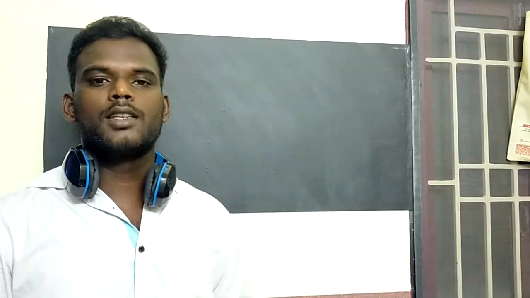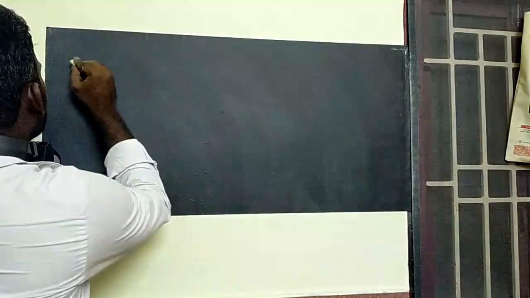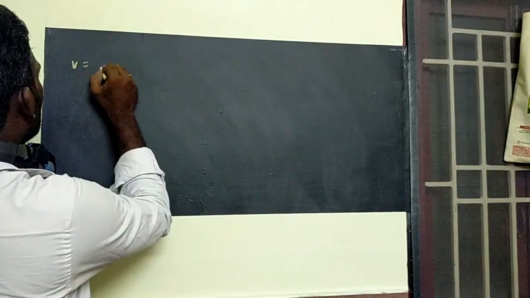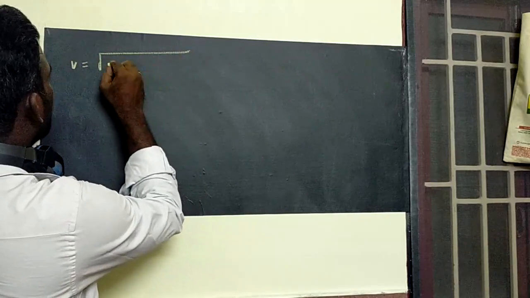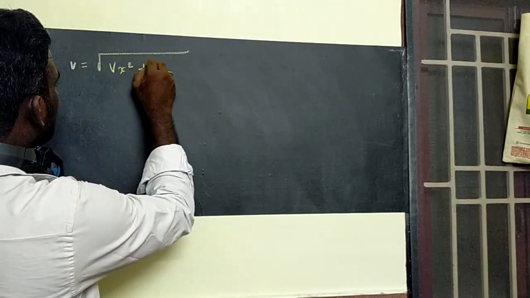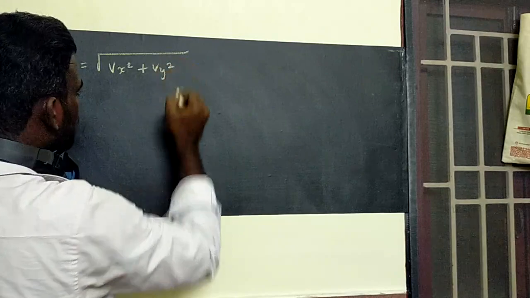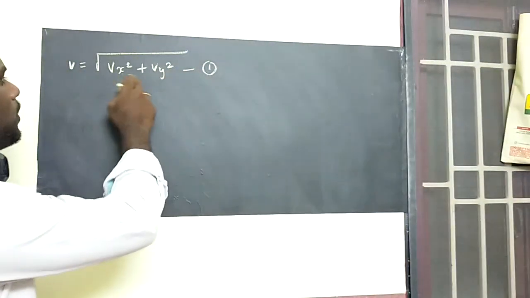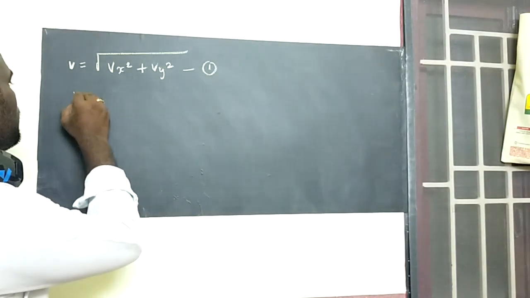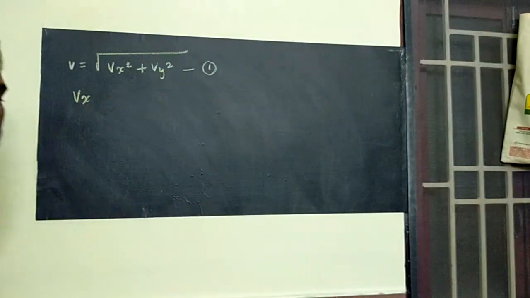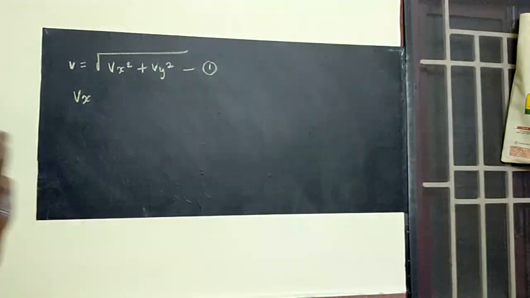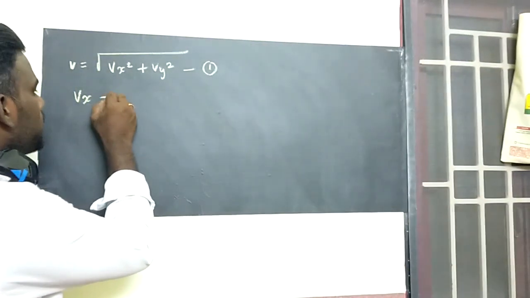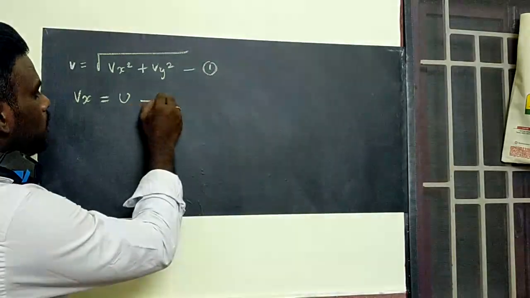So finally we got an equation for the total velocity of an object when it hits the ground. We saw that the final velocity v is equal to root over vx square plus vy square. So this is equation number 1. Is that clear? Then what is the value of vx? We saw that the velocity of an object in the horizontal direction is always the same, that is always u. This is equation number 2.